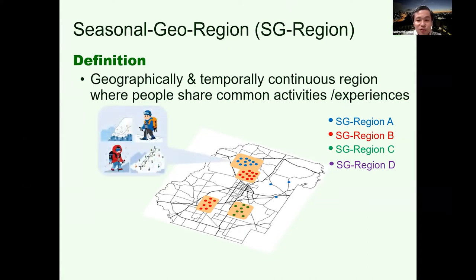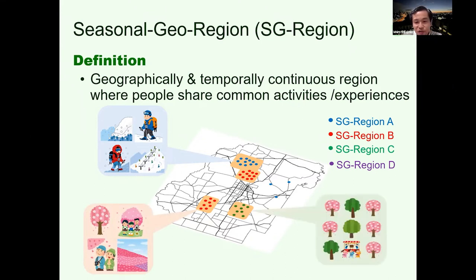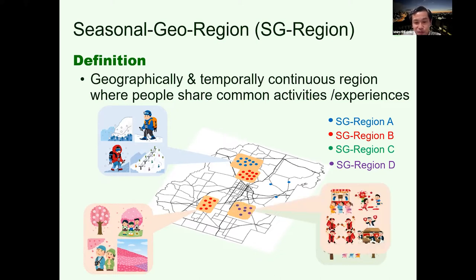So in this blue seasonal geo-region, apparently in winter, people go skiing there. Then in this red one, apparently in spring, people go to see the flowers. Then these green places, I think it's the cherry blossom, and people go there to see it and enjoy the festival. Okay, sorry. And then here, people go there in summer to enjoy this huge festival.